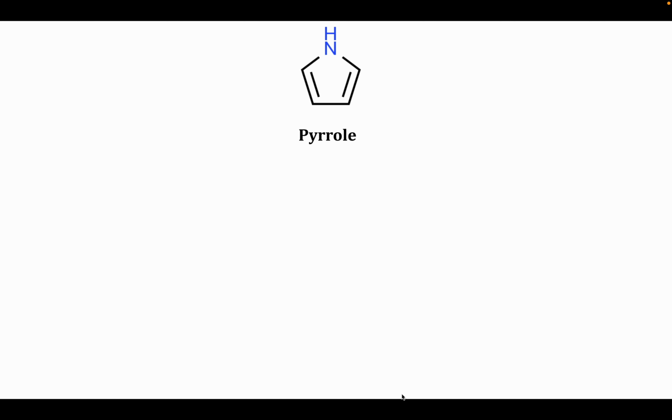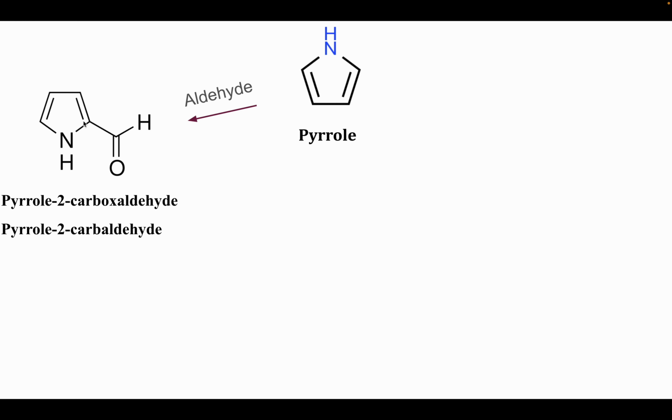Now let's see how you can write the name of the compound if an aldehyde group is attached. Here is an example of pyrrole with the aldehyde group at the second position. See how you can write the name: pyrrole-2-carboxaldehyde, or you can also write pyrrole-2-carbaldehyde. There are two ways you can mention the presence of aldehyde, carboxaldehyde or carbaldehyde.